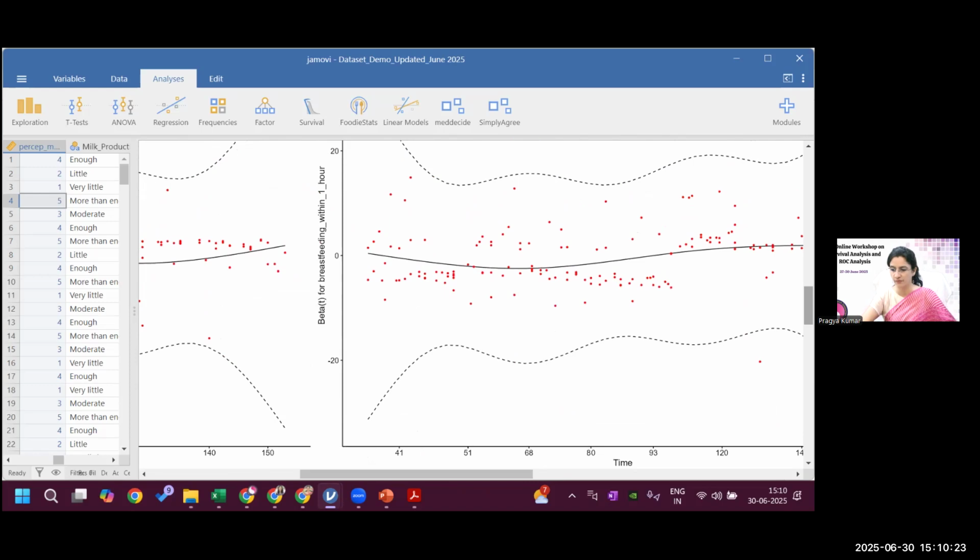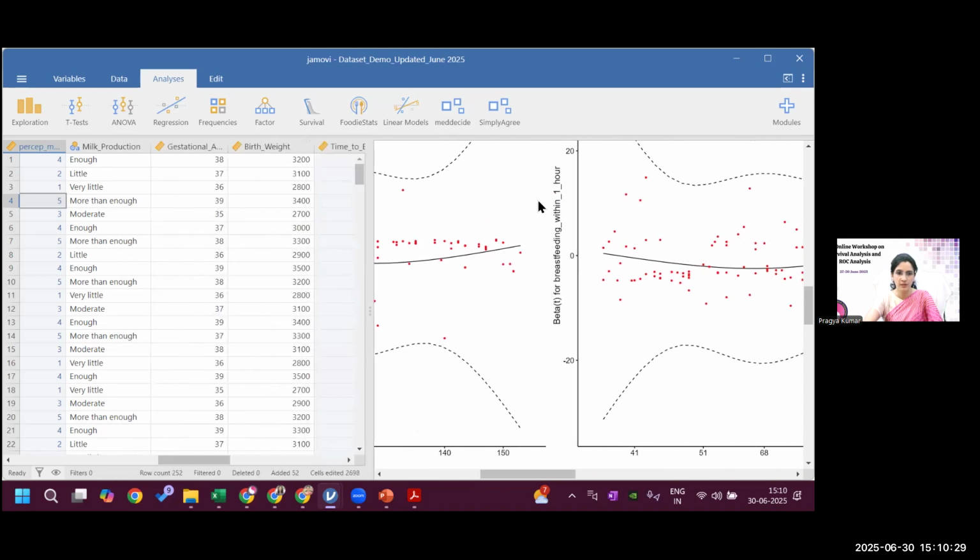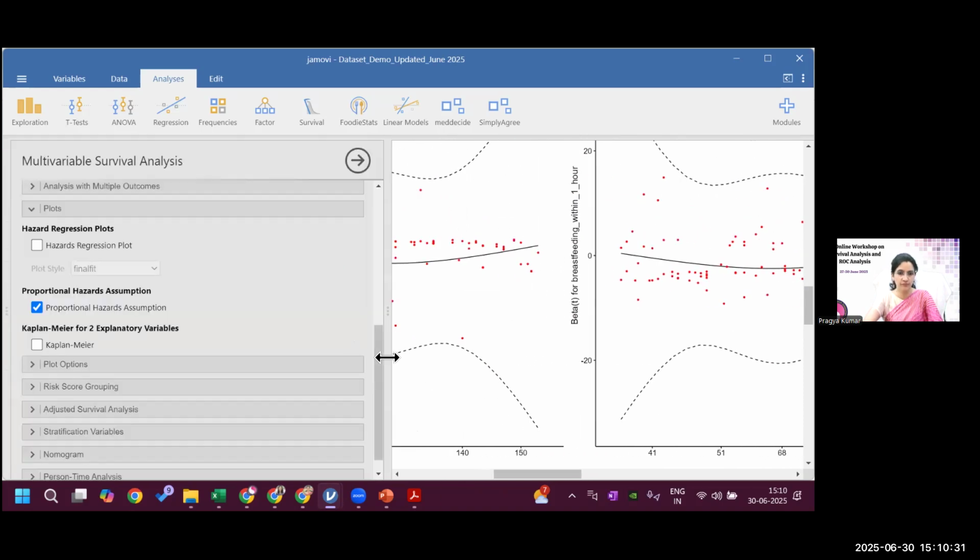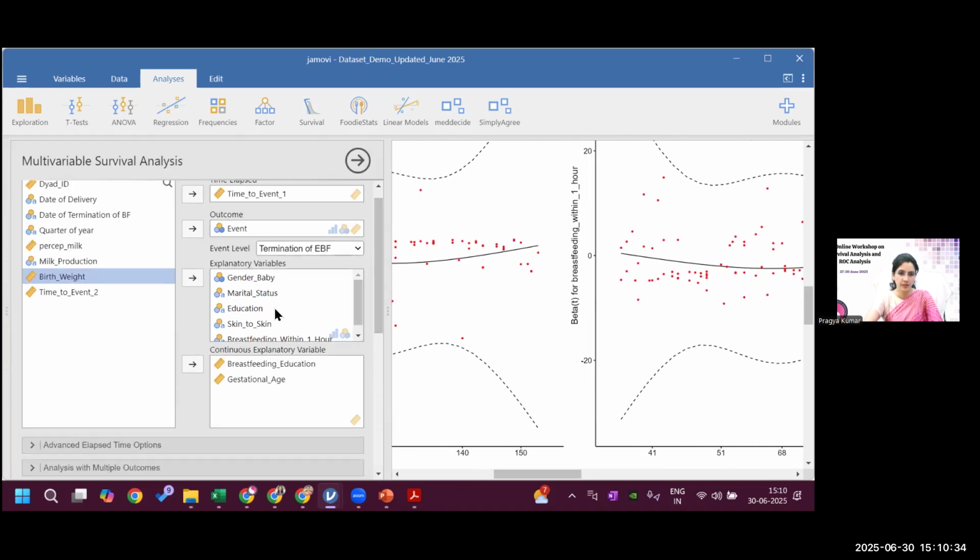So no. Out of how many variables? Let me count: one, two, three, four, five to seven. Out of 7 variables, 4 variables met the proportional hazard assumption: gender, mother education, prenatal education of breastfeeding, and the early initiation of breastfeeding.